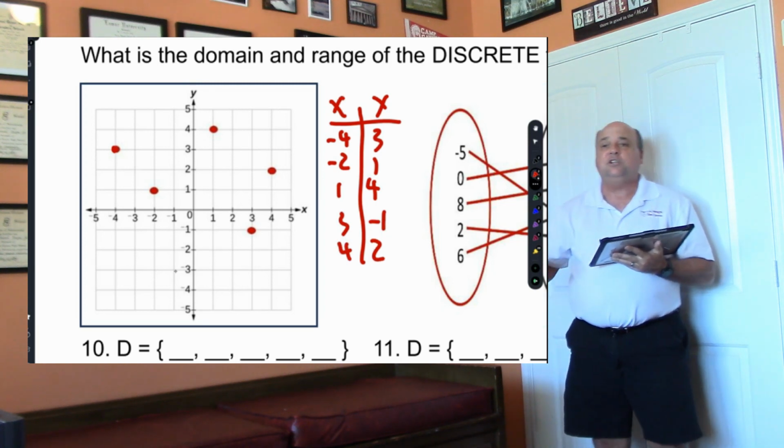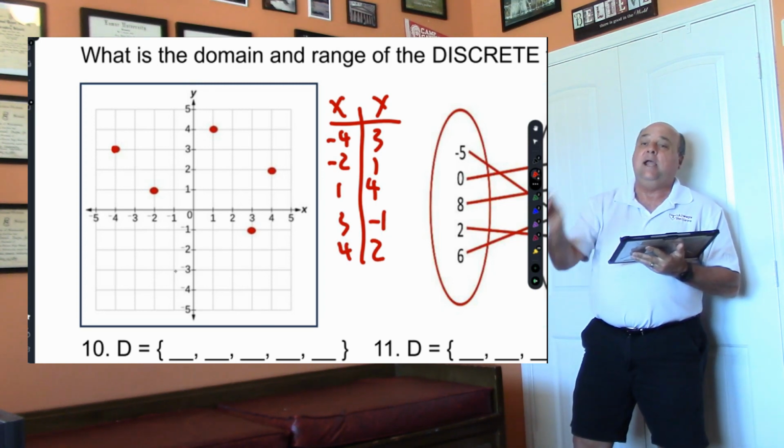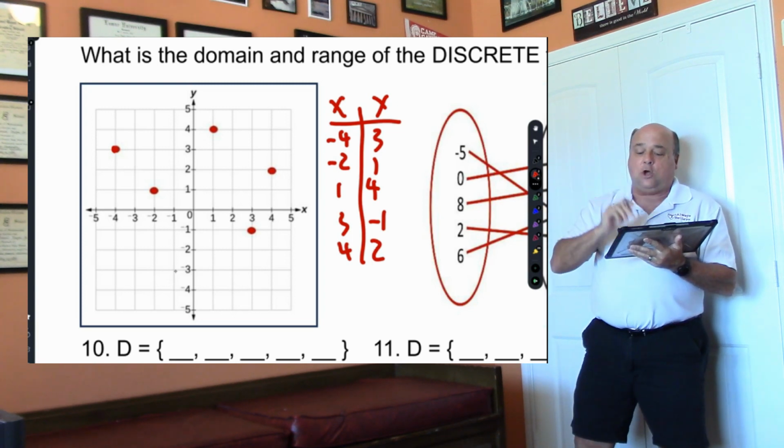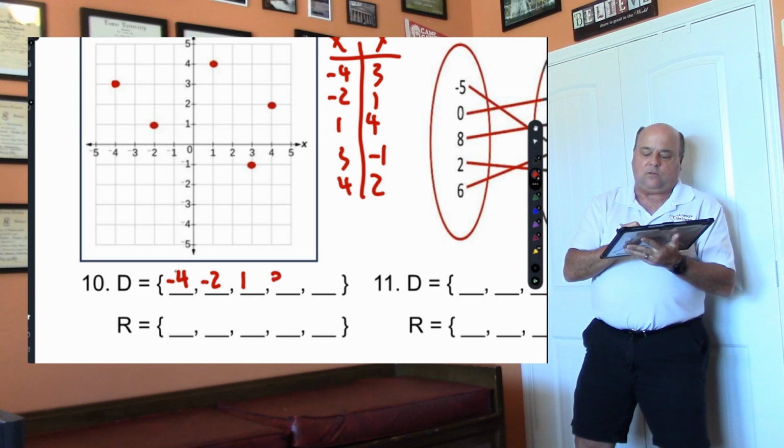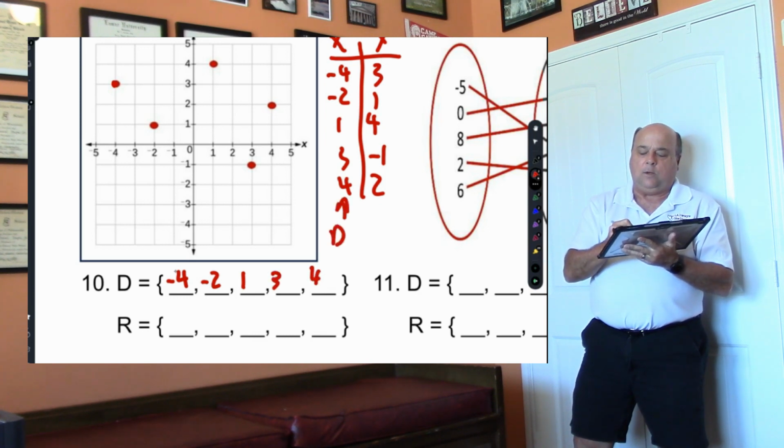Notice this would be a function because the x's do not repeat. And since I went from left to right, my domain is in order. So my domain is -4, -2, 1, 3, and 4. This right here would be my domain. My range would be right here.